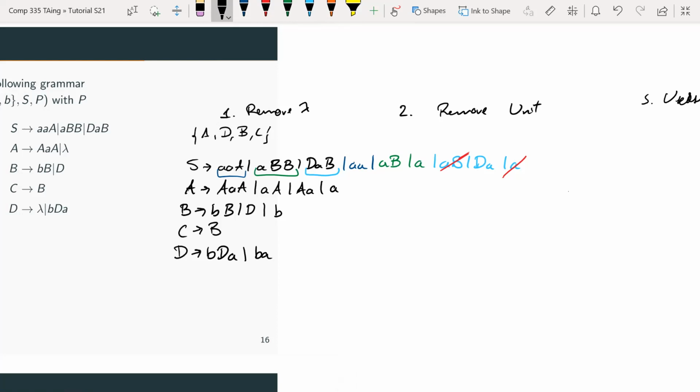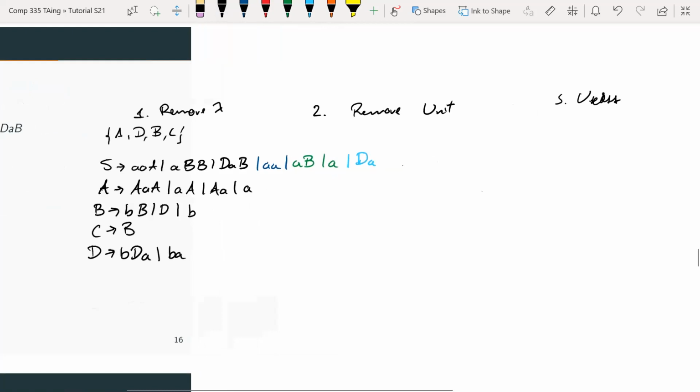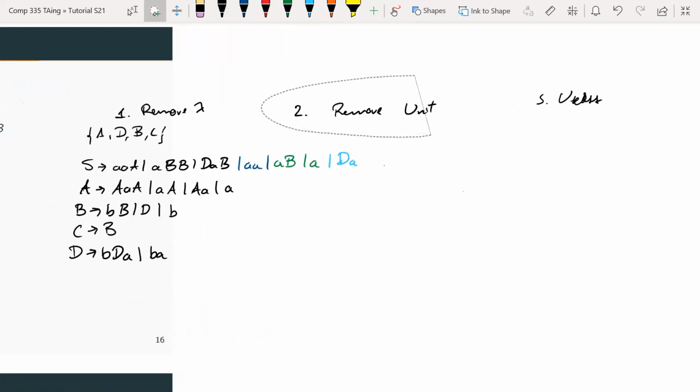Okay, so then the equivalent grammar without lambda productions is this one. Let me just clean this up so I can copy it. So I have this. Now I want to remove unit productions.